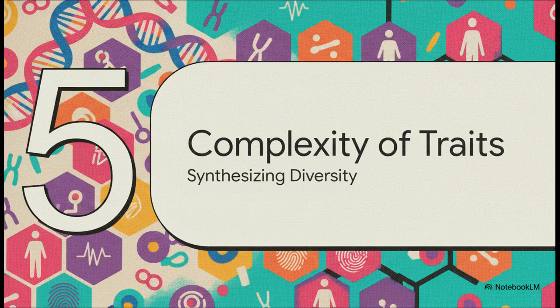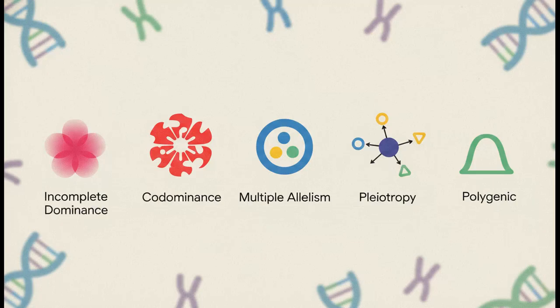Which brings us to our final section, the complexity of our traits, synthesizing human diversity. So we've looked at the microscopic mechanisms, and now it's time to step back and look at the whole picture. To summarize what we've unpacked today in this explainer, these 5 deviations from Mendelian genetics, they are truly the architects of our biological nuance. Incomplete dominance gives us those blended intermediate traits.